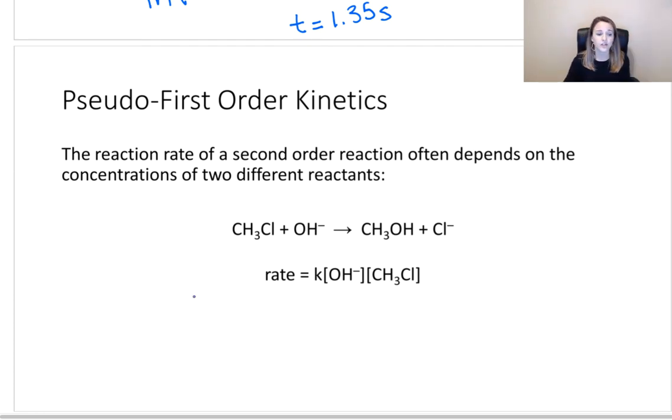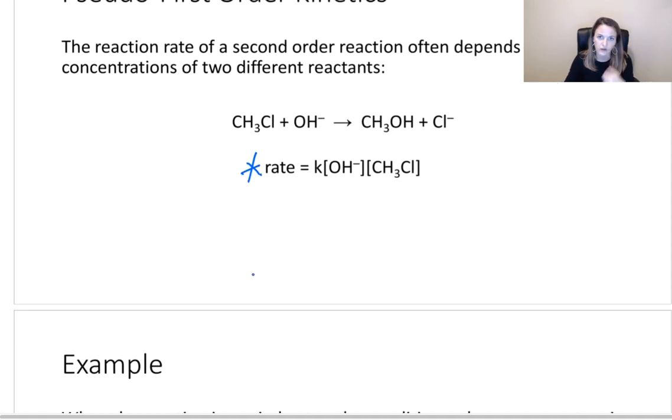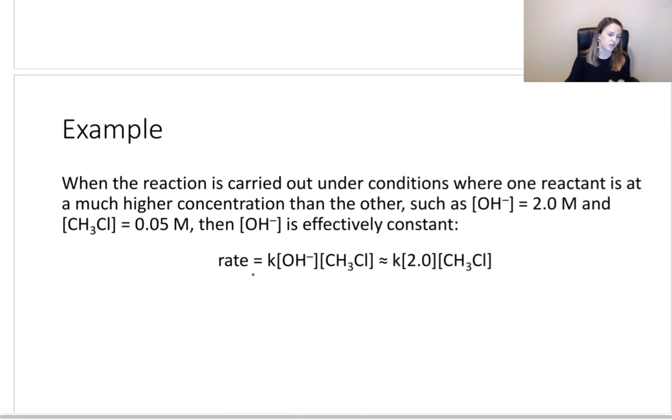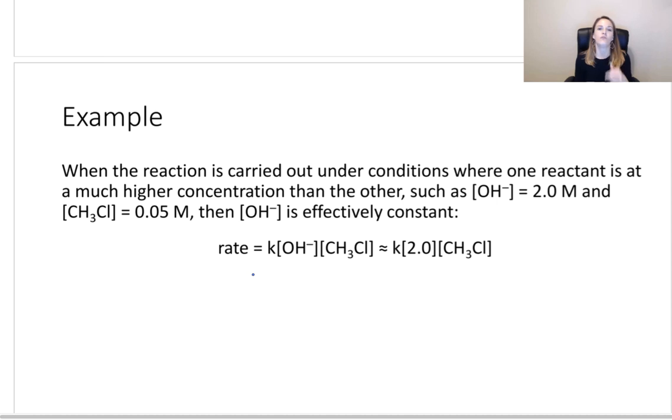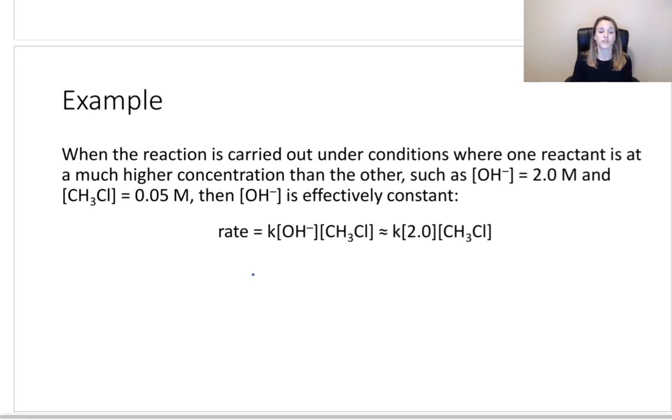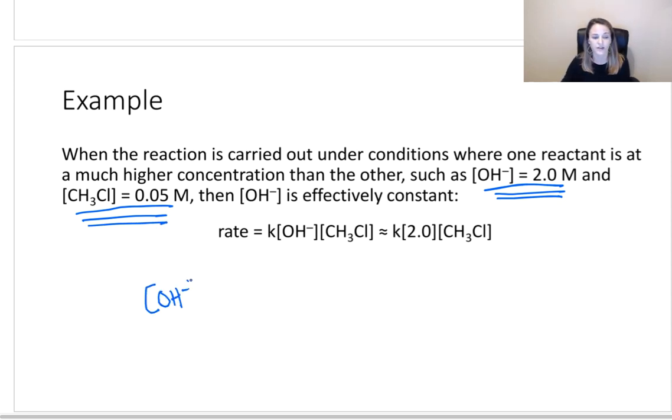Now, in our last 2 episodes, we talked about this rate law. We showed it to you in the first one, and then we derived it in the second one. But now I want to put a little twist on it. Instead of having relatively equal values of our reactants, we're going to have one, hydroxide, that is so high, up at 2 molar, and our other one, methyl chloride, down here at 0.05 molar. So the concentration of hydroxide ion is much, much, much bigger than the concentration of methyl chloride.